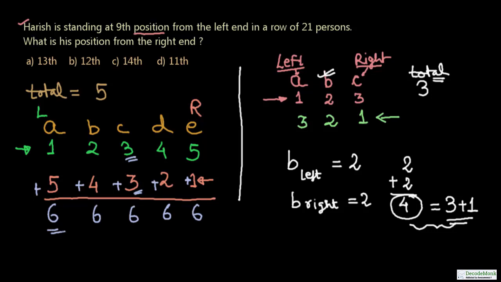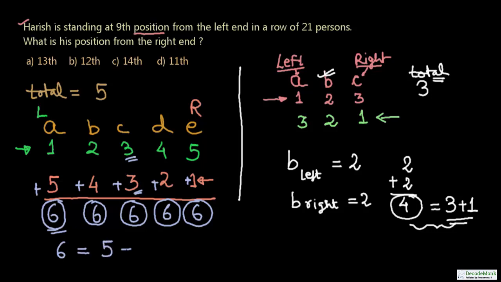And this 6, if we add the position from both ends, respectively, we will get some value. So here we can see that this 6 is equal to the total number of persons plus 1. So this is one example.